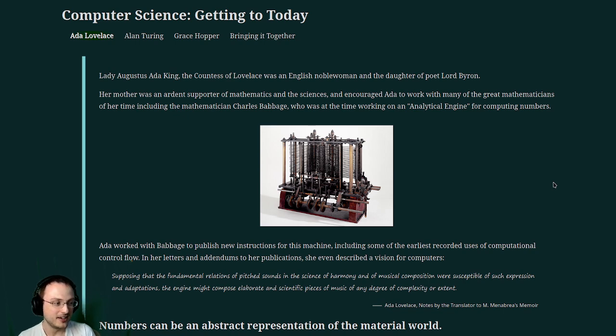In her notes that she left at the end of one of the memoirs she translated for Babbage, she had written, "Supposing that the fundamental relations of pitched sounds in the science of harmony and musical composition were susceptible to such expression in adaptations, this engine might even compose elaborate and scientific pieces of music of any degree of complexity or extent." What she's saying here is, if you could just figure out a way to write the instructions to get pitches that sound nice together, a computer could even produce music. It could produce sound that you could hear.